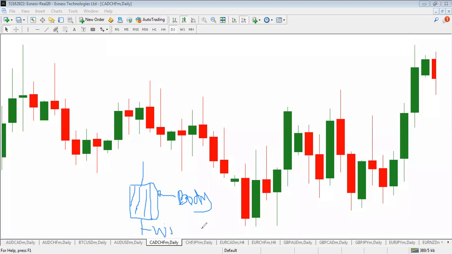So you can even call it a tail, because the most important thing is understanding what they mean in the market. That is very important.